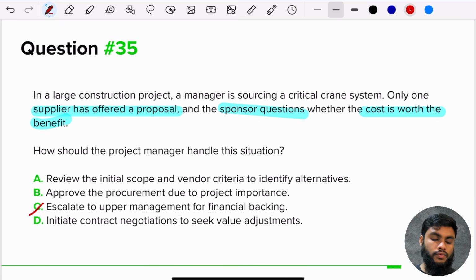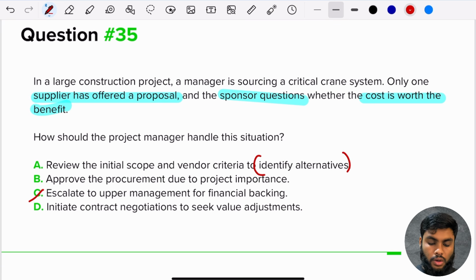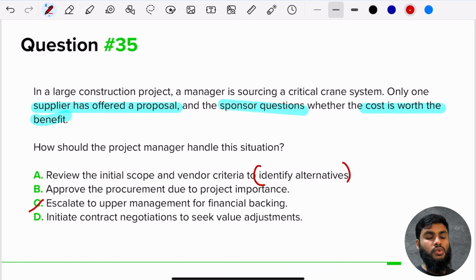All right, so this is phrased a little bit strangely. If we review the initial scope and vendor criteria and identify alternatives, I don't want to do this right away. Why jump to alternatives right away? I want to see if we can deal with what we have right now. The question didn't say the sponsor has rejected this. If that was the case, we need to find a different way and we can identify alternatives. But this question says what? The sponsor is simply questioning, is it worth it? Approve the procurement due to project importance. Well, this goes behind the project sponsor's back. We want to address his or her concerns.